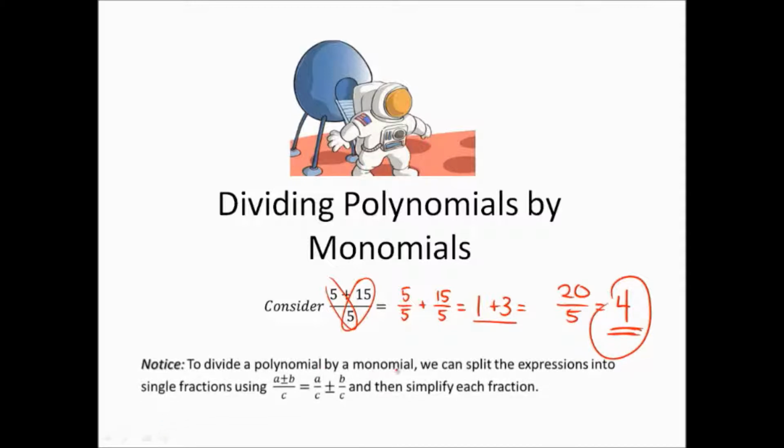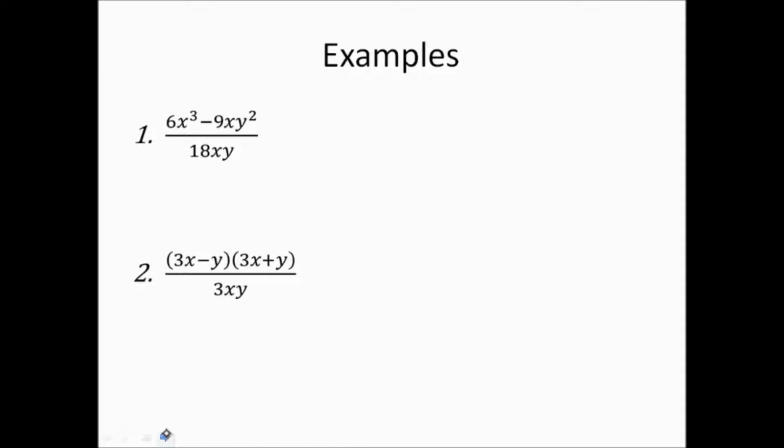So dividing a polynomial by a monomial, we can use this property of creating it into single fractions, and then we can simplify each fraction. So let's take a look at how we would do that in these examples. In this case, we have a polynomial and a monomial that it is divided by. Notice that there is no way to combine the numerator terms because they are not like terms. Therefore, we need to separate and divide 6x cubed by 18xy, and also divide 9xy squared by 18xy as well.